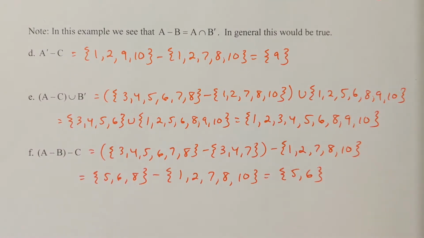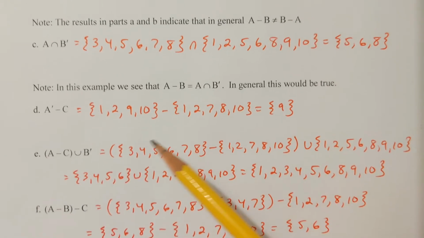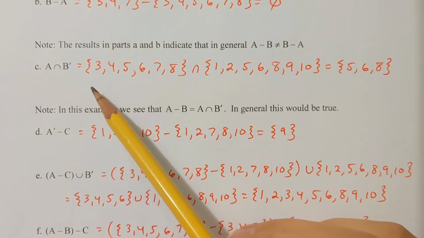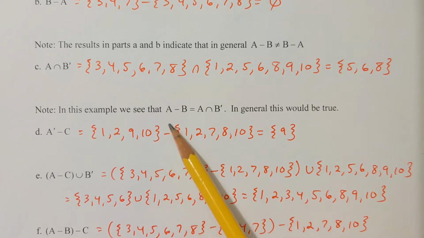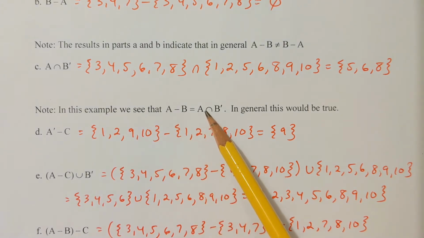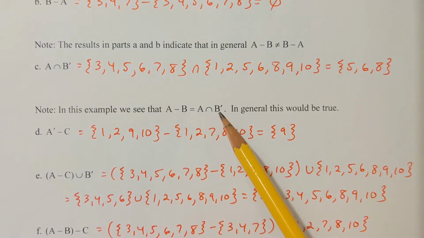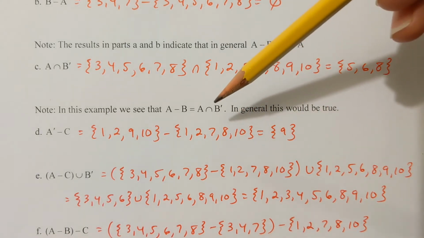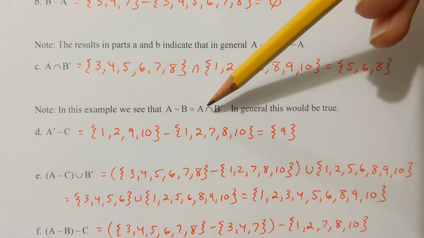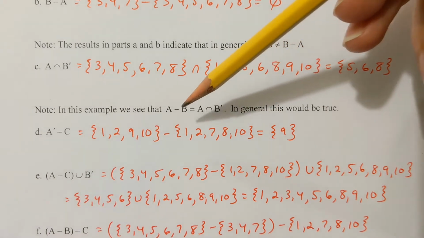Okay, we're going to do a couple more examples with subtraction. We last did part C. Remember that A minus B is the same thing as A intersect B complement. So you're talking about all the elements in A that are not in B. So A and not B.